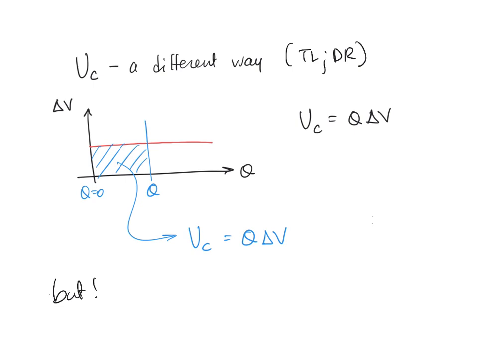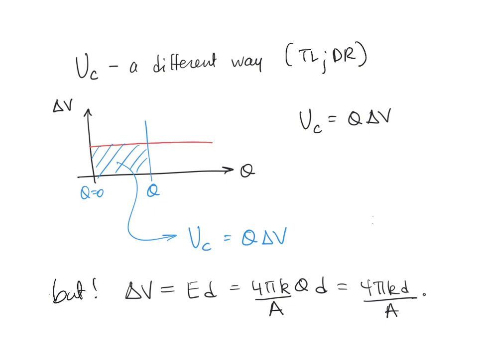We know that the potential difference across a parallel plate capacitor, for instance, is E D, where E is 4 pi K eta. So this is charge per unit area times D, right? So this potential difference depends on charge. It's 4 pi K D over A times Q.